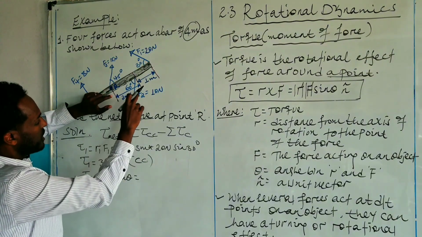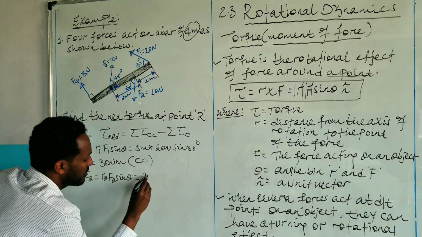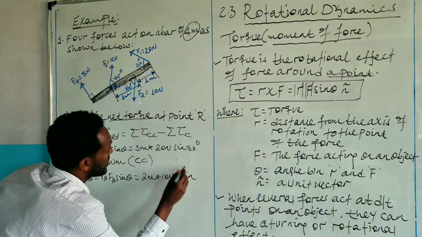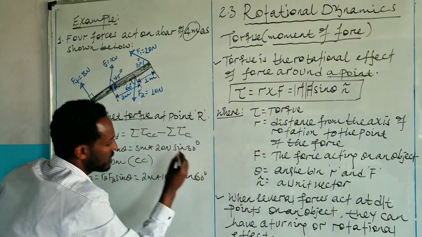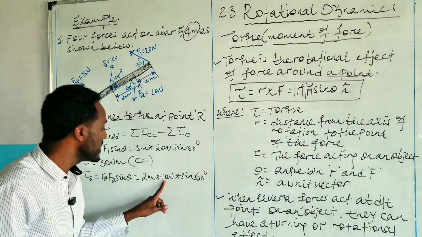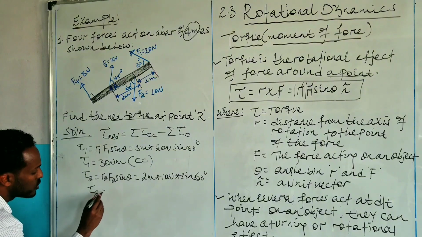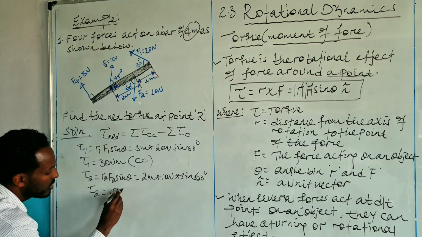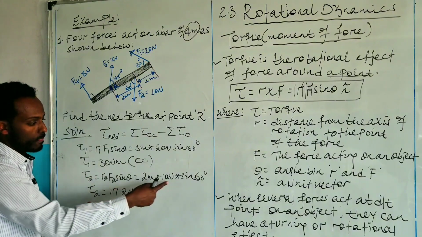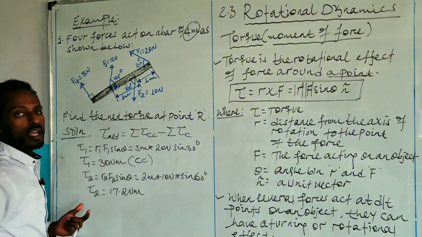ሮቴሽናችን እስከ F2 ድረስ which is 2 meter multiplied by 10 Newton. 2 meter times 10 Newton times what? Sine how much degree? 60 degree. Sine 60 0.86 ሲባዛ በ10, 8.6 ሲባዛ በ2, torque 2 is equal to 17.2 Newton meter. So in which direction does torque 2 or the second force create a moment?